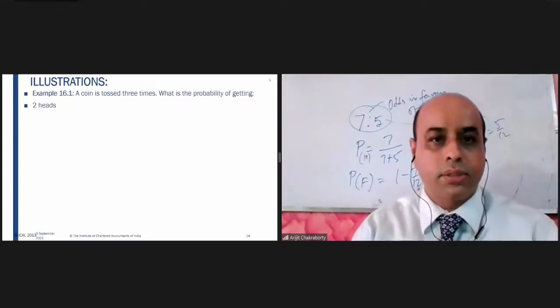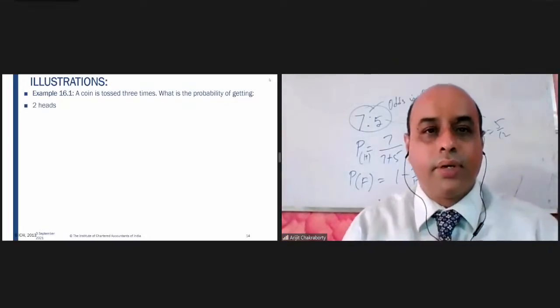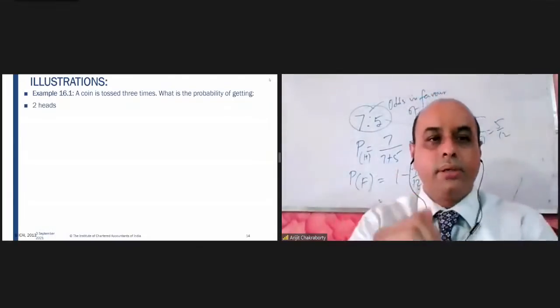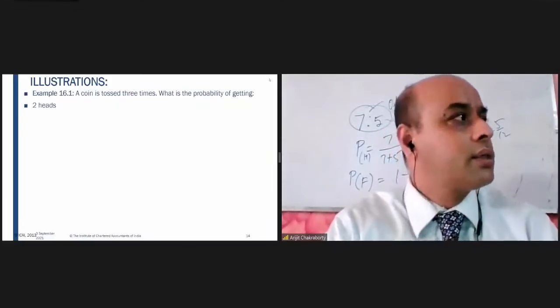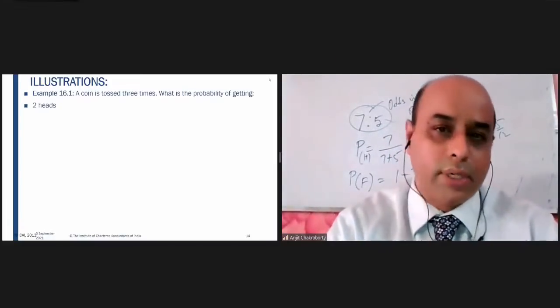So a coin is tossed 3 times. What is the probability of getting 2 heads? So let us understand the working out, and then we will take a number of problems from the exercises as well as from the mock test paper.